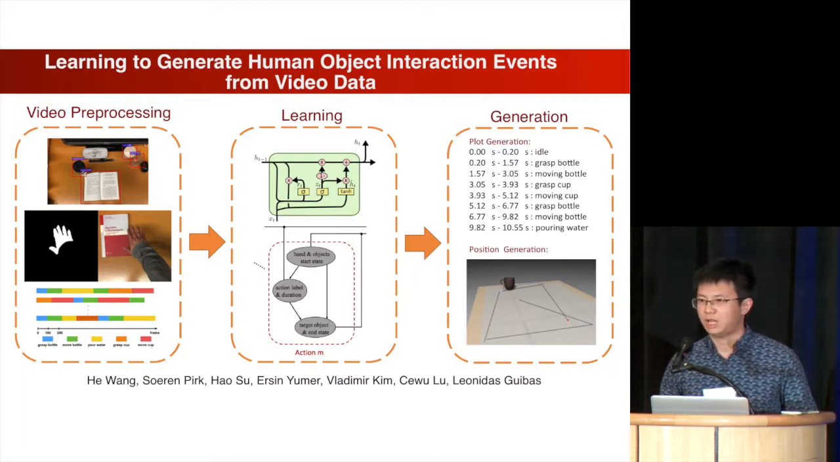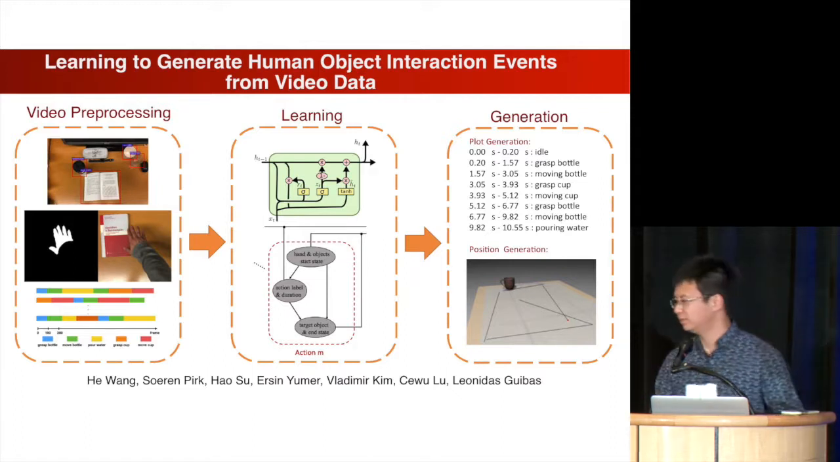This gives us a plot of interactions. Then we fill in the detail of the interactions by learning the moving trajectory and moving target distributions. In short, we learn from 2D interaction videos, and we generate new 3D animation of unseen interaction events.